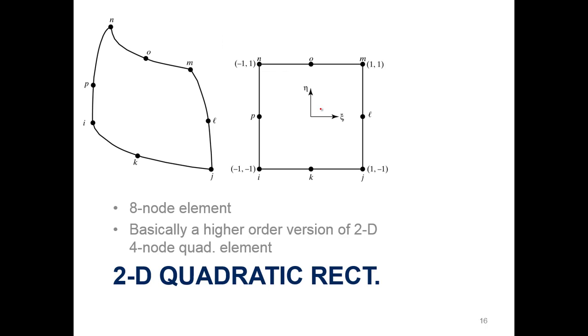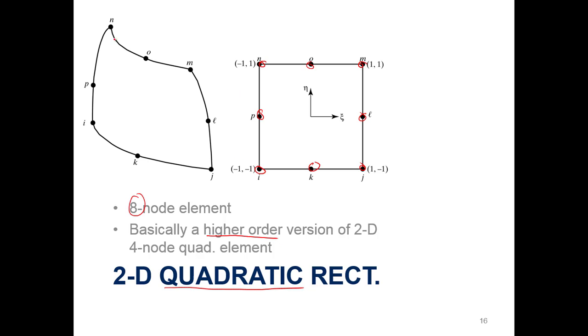All right, so let's move on now. We're going to look at the 2D quadratic rectangular element. So not linear, but quadratic. Now we have an 8-node element. You see we have I, J, M, and N, but now we also have K, L, O, and P. Basically, as it says here, it's a higher order version of the 2D 4-node element.